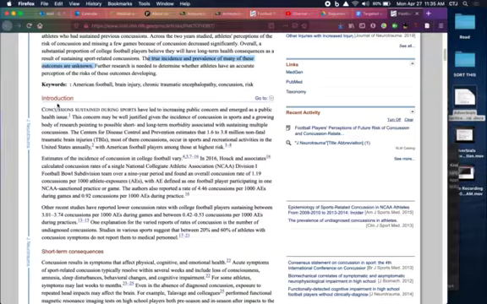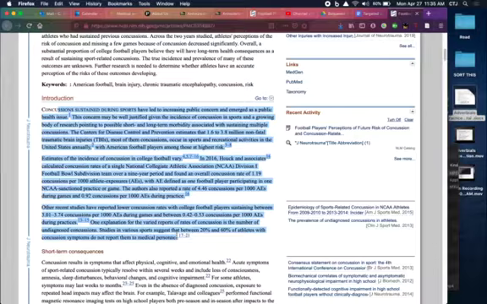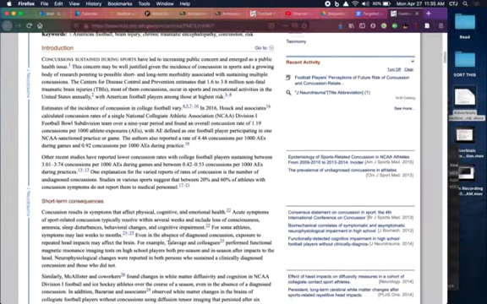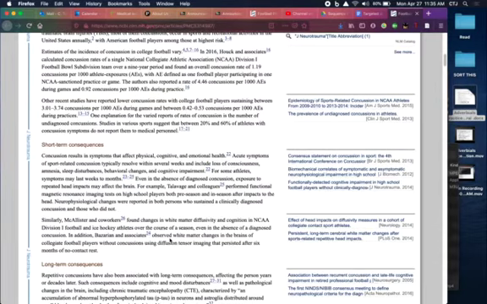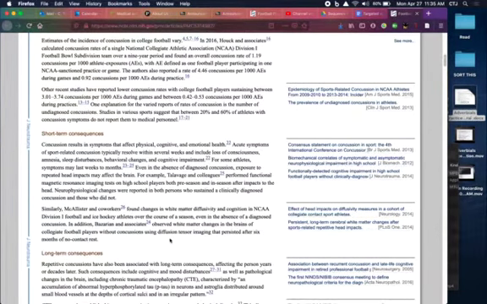So now we go back to the introduction. Keep in mind again, this introduction is both introducing the topic, but this is also proving that these guys have done their homework and they've reviewed the relevant other studies that are going to have an impact on their study.